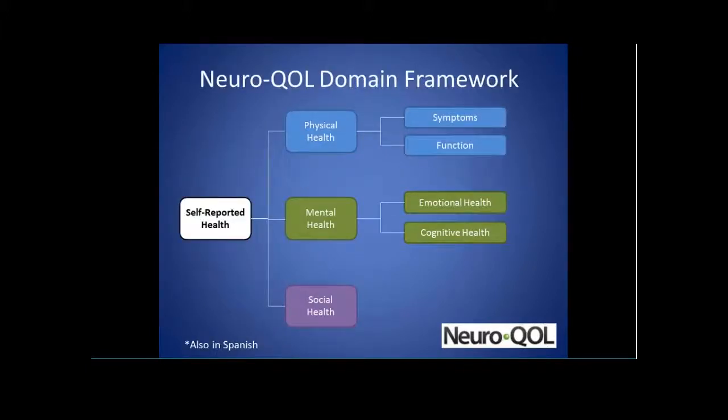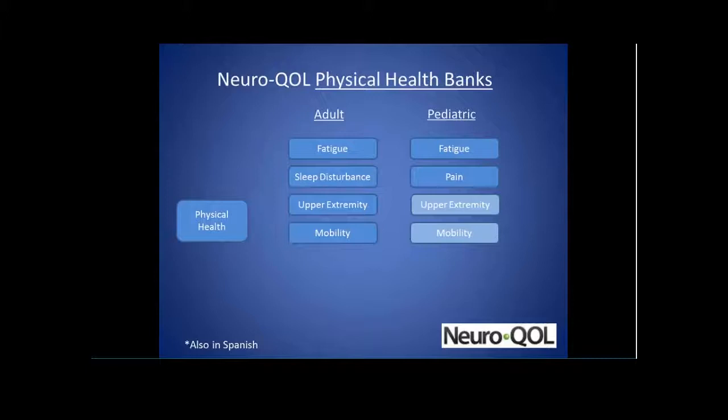The NeuroQual domain framework is here. Just like PROMIS, it split self-reported health into physical, mental, and social constructs, and then had further divisions of those. The physical health banks that were developed for, again, adult self-report and pediatric self-report. The lighter colored banks are not banks, but shorter instruments. So again, similar content, fatigue, sleep, physical function, pain are all measured. And like PROMIS, these are available in Spanish.